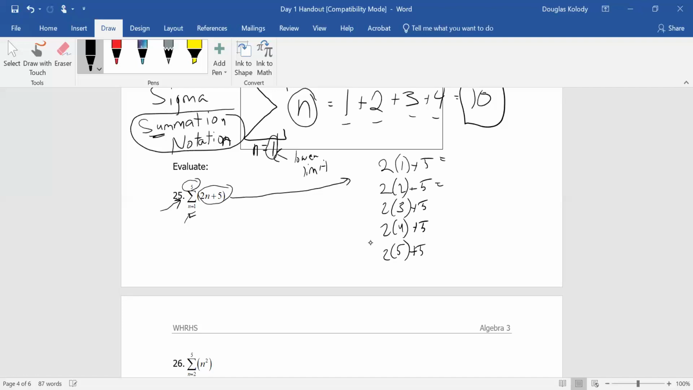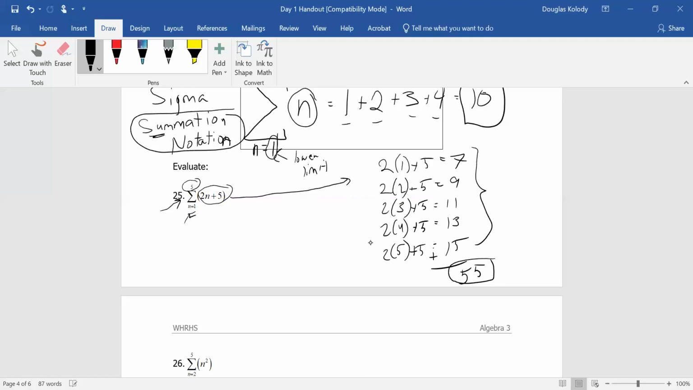I get my answers here. 2 plus 5 is 7, 4 plus 5 is 9, 6 plus 5 is 11, 8 plus 5 is 13, and 10 plus 5 is 15. But once I get those numbers, I don't stop there. Okay, I need to add up all 5 of these numbers, add them up. And what I end up getting is my final answer of 55.